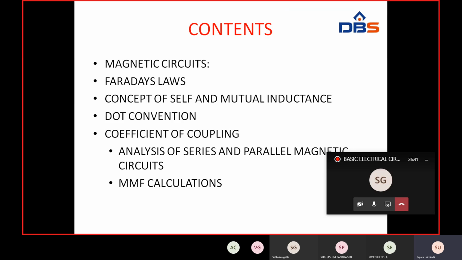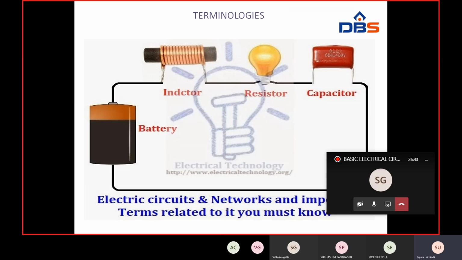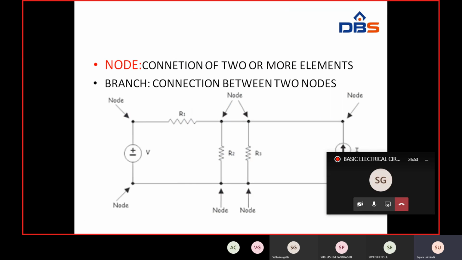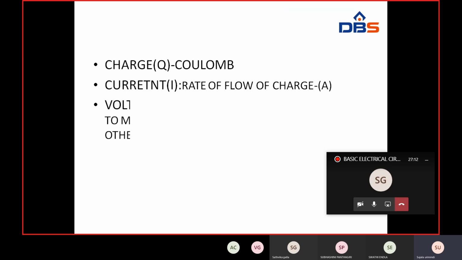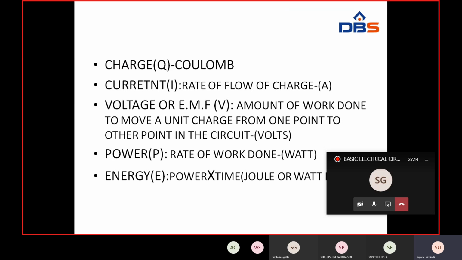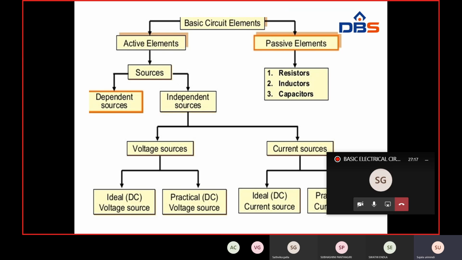We already discussed what a circuit is. It is a closed path followed by an electric current. That means the combination of both active and passive elements is nothing but an electrical circuit. Under this we discussed the node and the branch. A node is where two or more elements meet at one point, and a branch is a line segment joined between two elements. Then we discussed charge, current, voltage, power and energy. These are the basic circuit concepts.